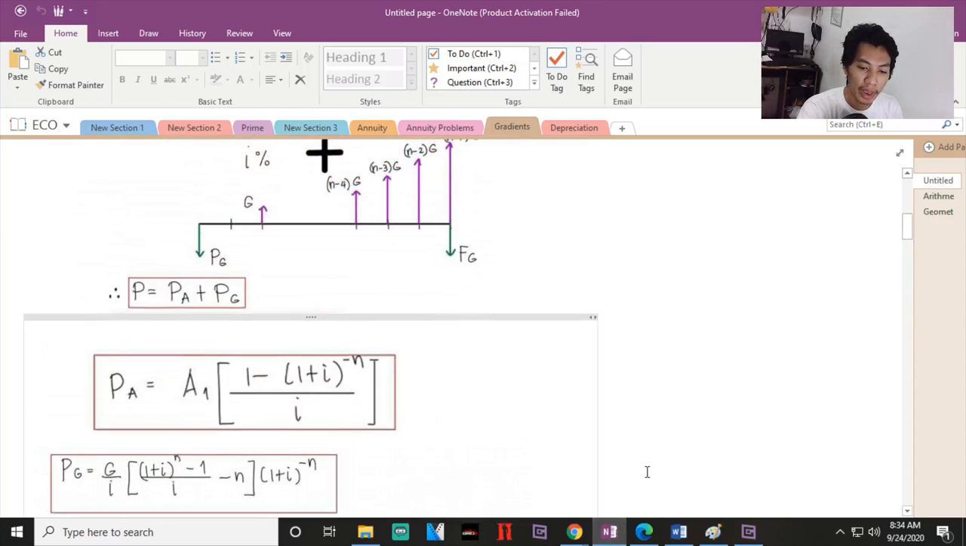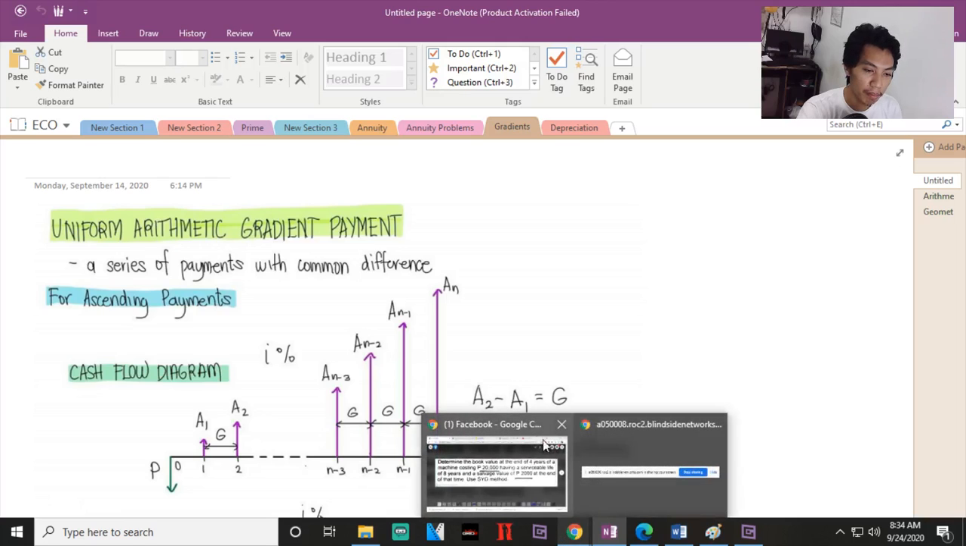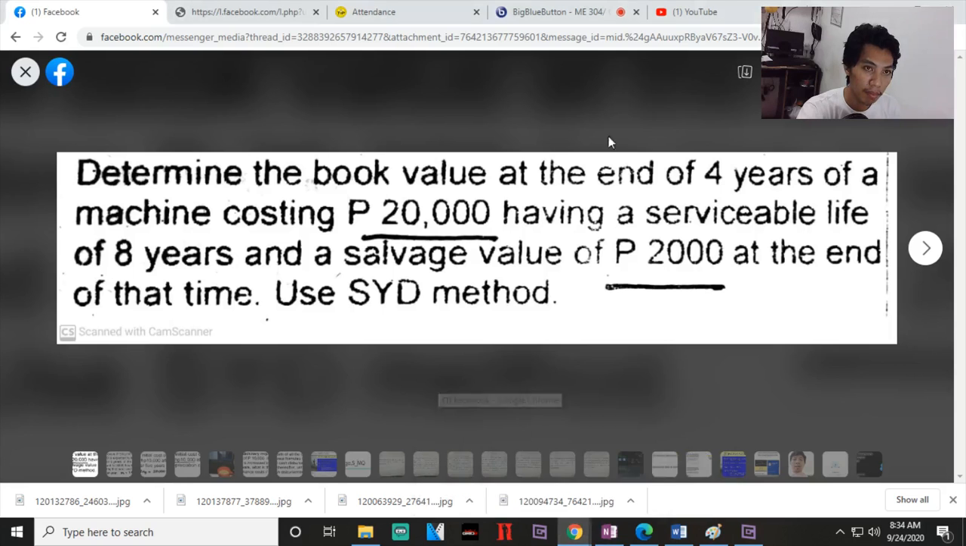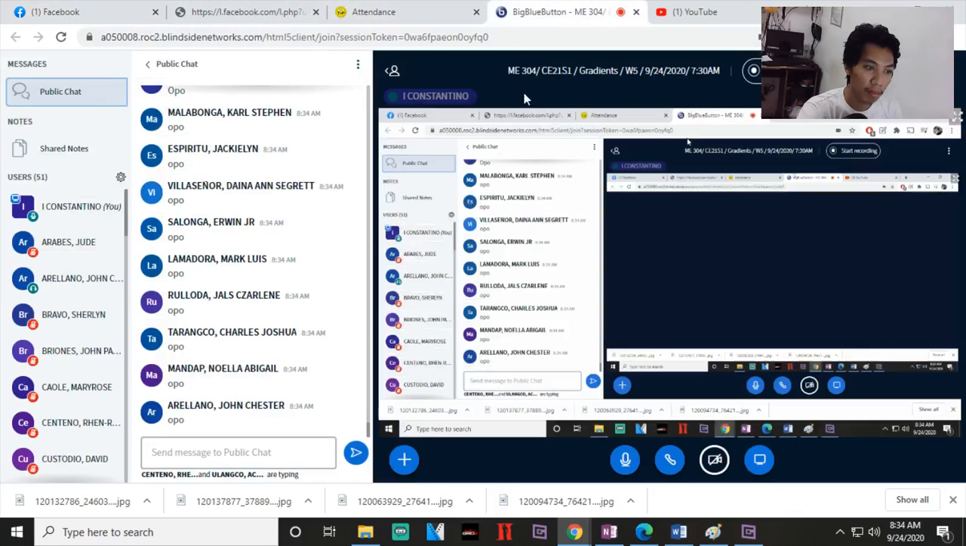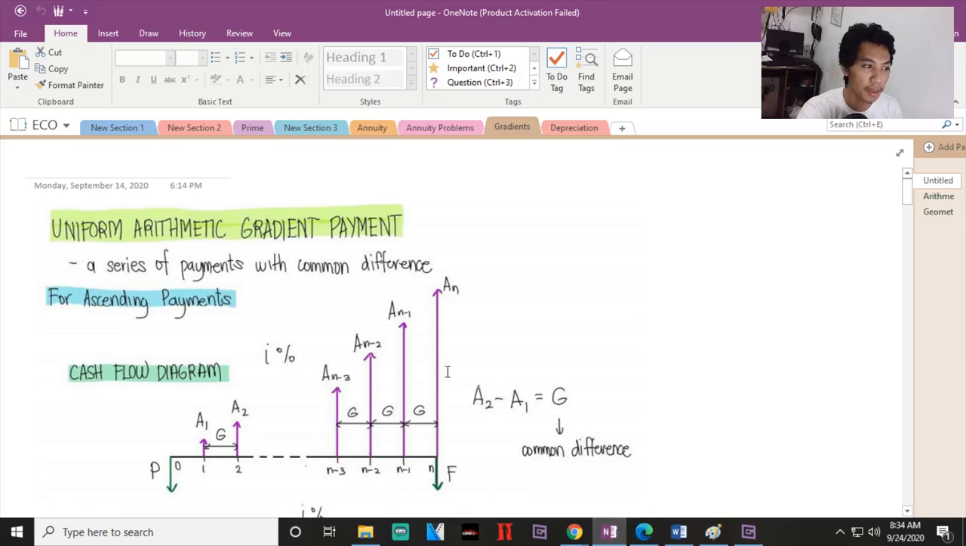Okay? Nakikita nyo ba yung screen ko, class? Can you see the screen? Okay, so you can see my screen.